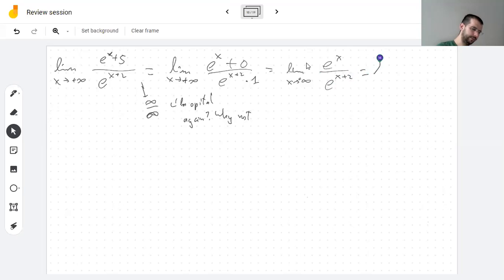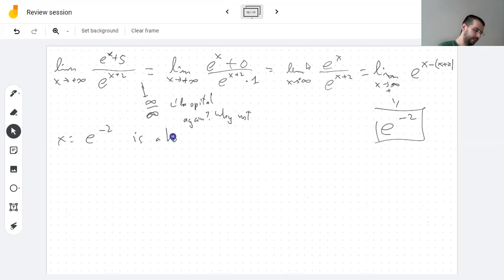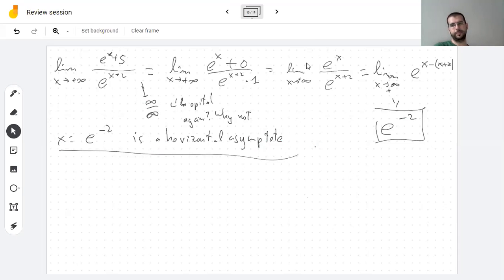And this simplifies. An exponential with the same base divided by another exponential of the same base, you get the difference of the exponents. So you get e to the negative 2. So you get a number. So y equals e to the negative 2 is a horizontal asymptote. All right, so that's one horizontal asymptote.